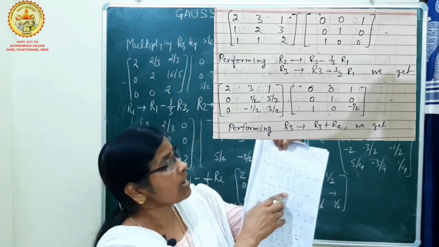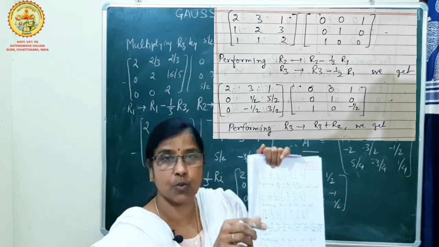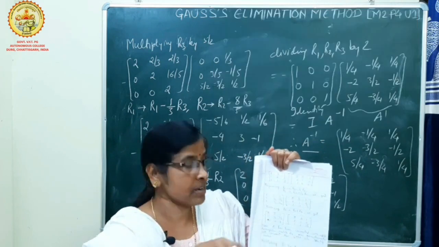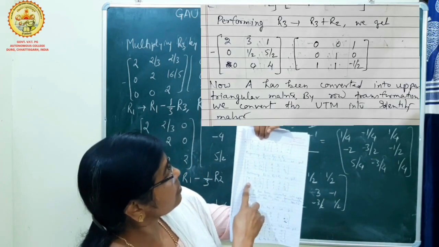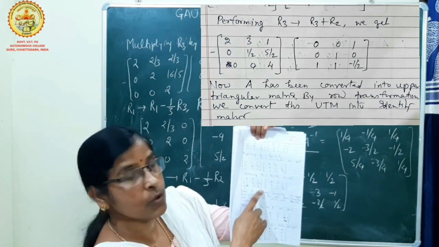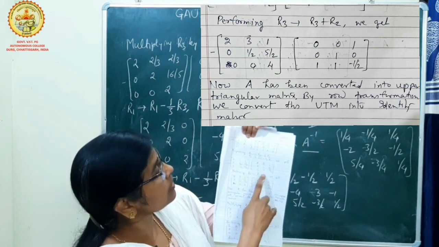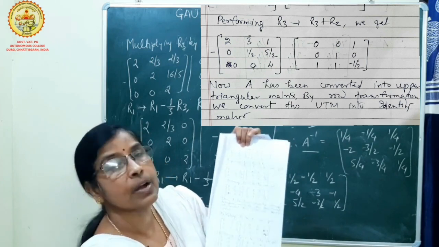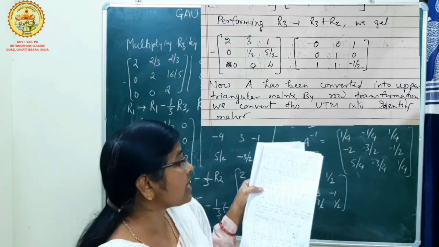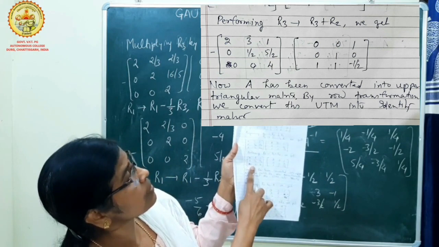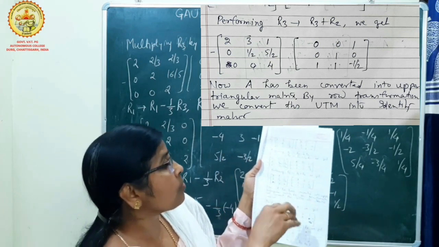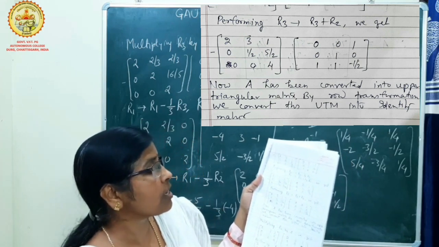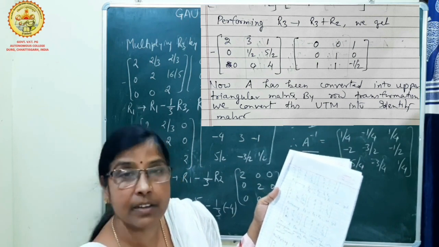Now again performing R3 as R3 plus R2, because our aim is to reduce this matrix to an upper triangular matrix. So we get 2, 3, 1, 0, 1 by 2, 5 by 2, 0, 0, 4, and in the other matrix we get 0, 0, 1, 0, 1, 0, 1, 1, minus 1. Now A has been converted into an upper triangular matrix. Now we take row transformations. For this we convert this upper triangular matrix into the identity matrix.